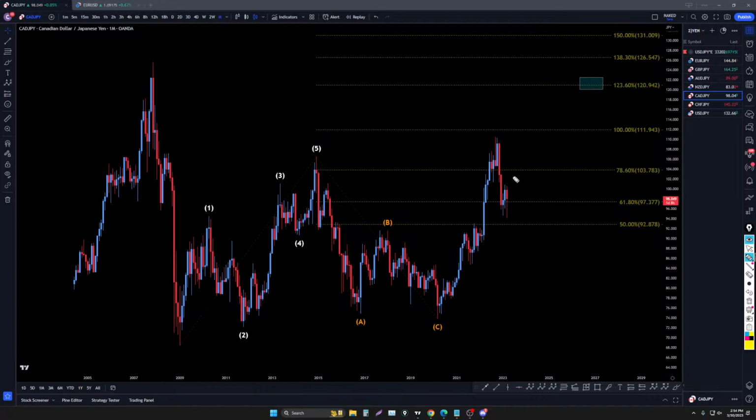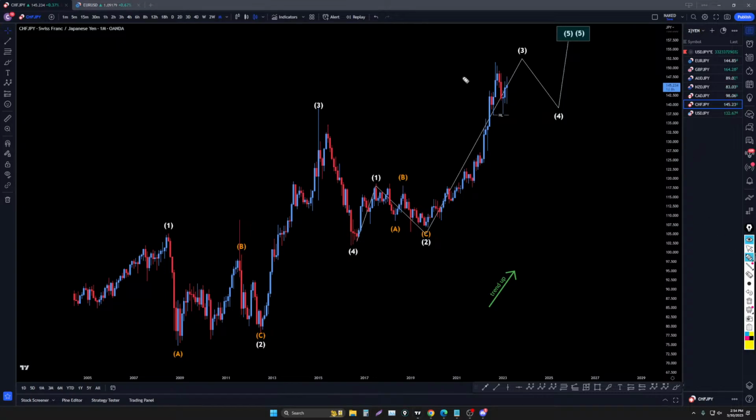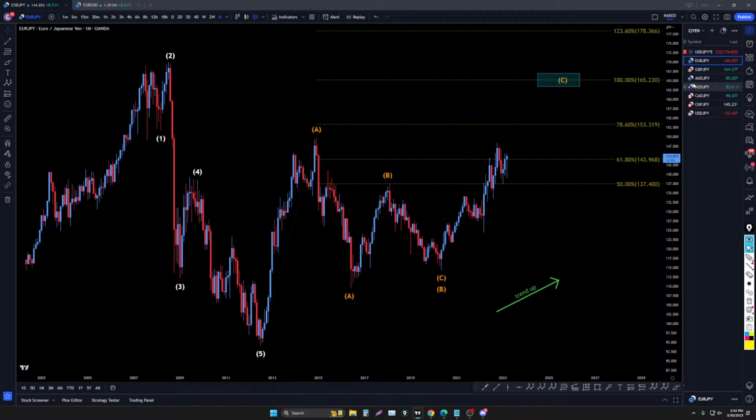Now, the Canadian also had a very weak spell over the last few months, but I still think this is going to end up continuing the uptrend also. And the Swiss yen is actually quite a bit different, but I still think this one is going to end up continuing up too. Probably end up looking at least something like that. So let's see. We got the euro yen and a few other yen pairs to look at.